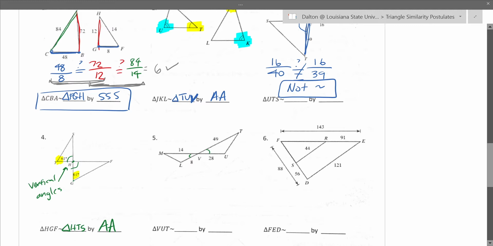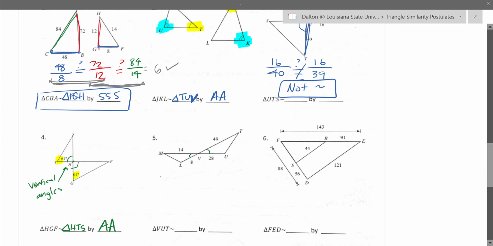So I'm thinking SAS, right, because I have two sides and the angle in the middle, but I have to prove it. So let's go ahead and set up a proportion for the side lengths and make sure that it works. So I'm going to set up little triangle to big triangle. So I'm just going to pick any measurement.